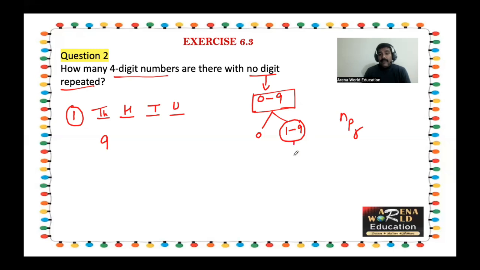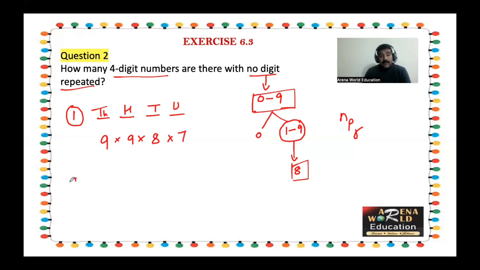Now no digit is repeated, so we are left with only 8 digits, because one we have already used. So 8 non-zero digits and 1 zero, together we now have 9 digits. So the hundreds place can be filled in 9 ways, this will be 8 ways, and this will be 7 ways. So the answer, according to the method we were using in exercise 6.1, is 9 into 9 into 8 into 7.